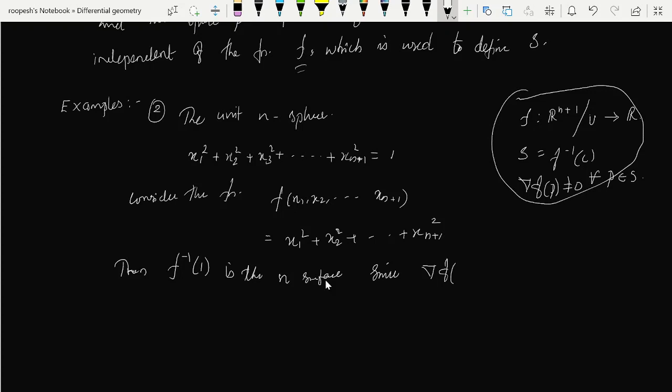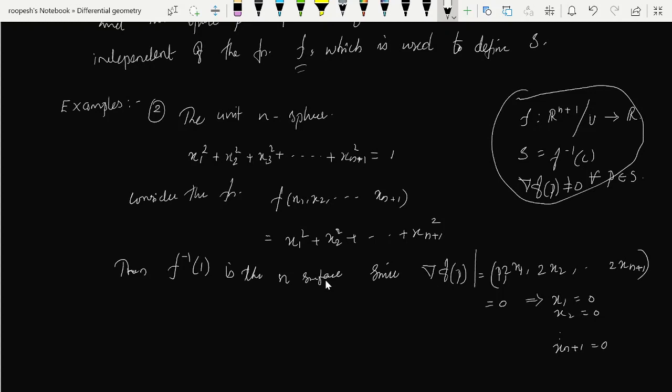Del f of p, when you're calculating, should be (2x1, 2x2, ..., 2x_{n+1}), right? So this should be your del f of p. Now this equal to 0 implies x1 equal to 0, x2 equal to 0, and so on, x_{n+1} equal to 0, right?